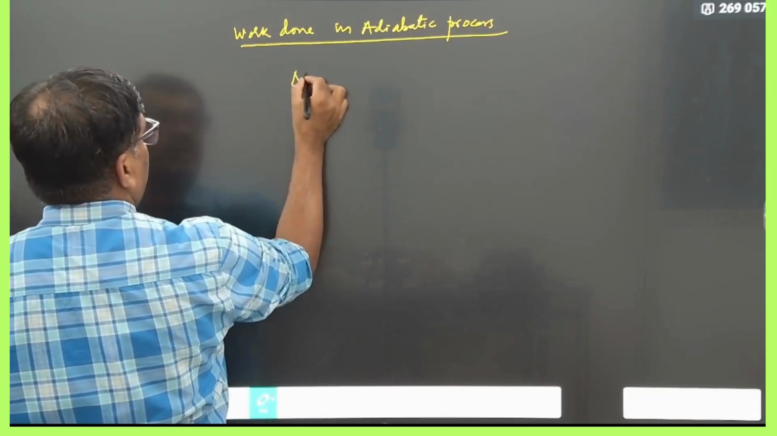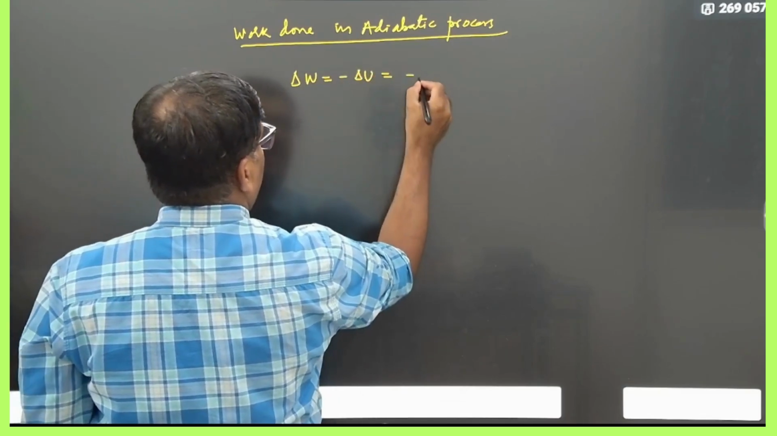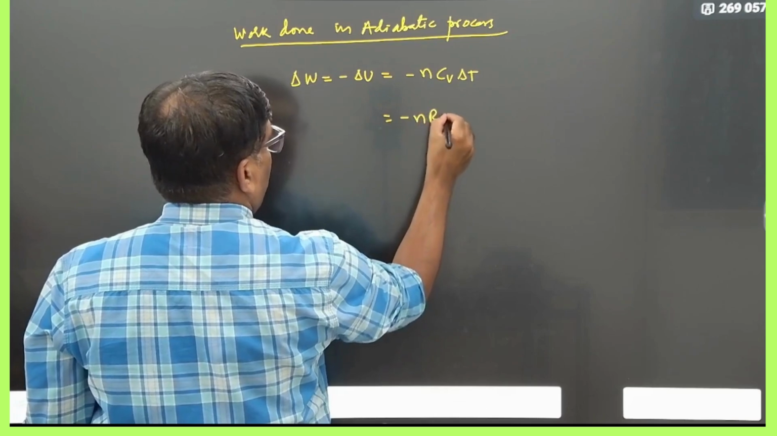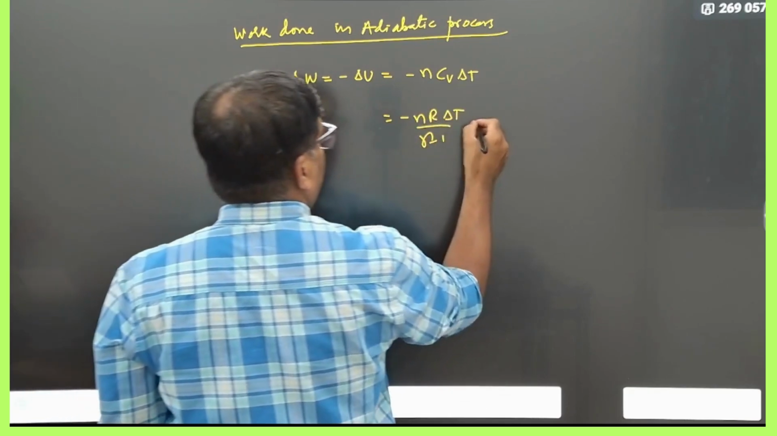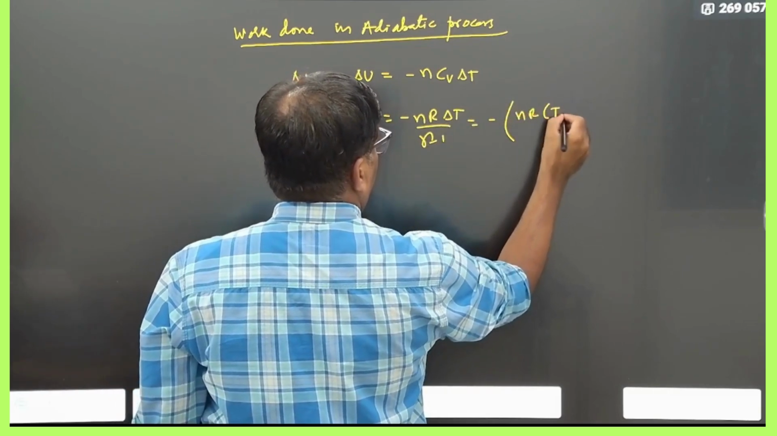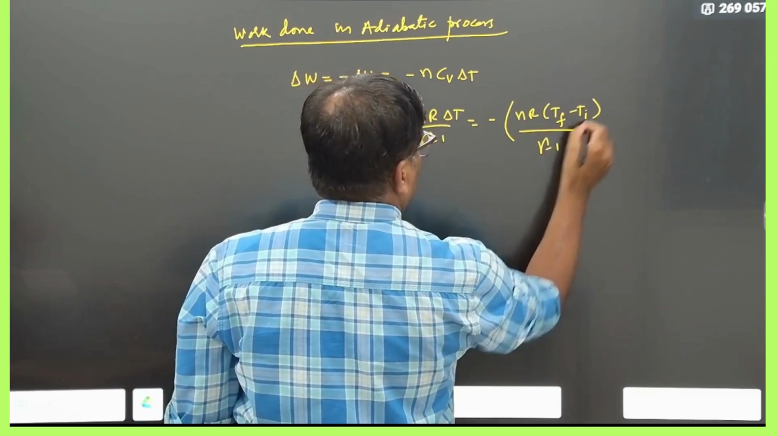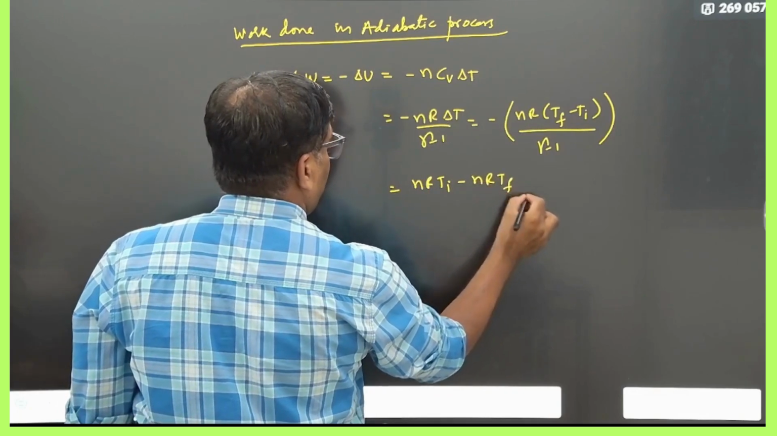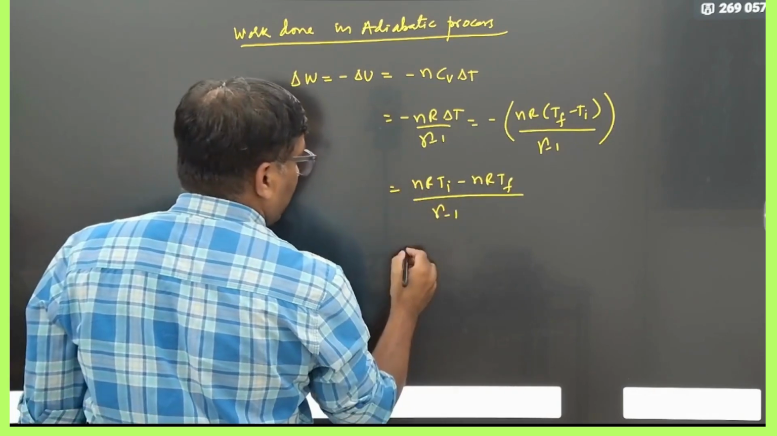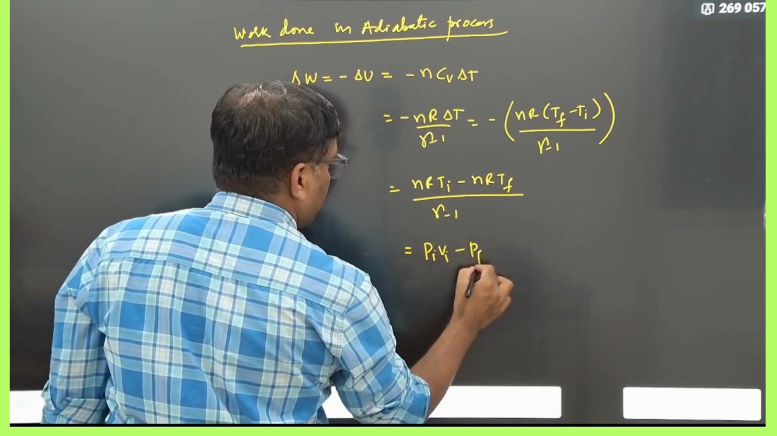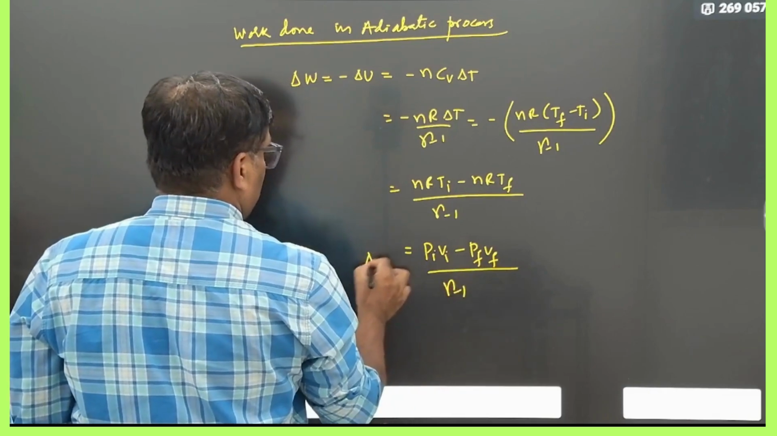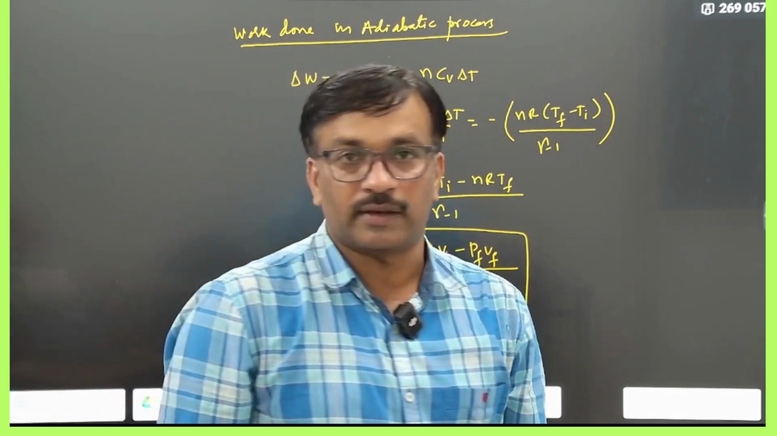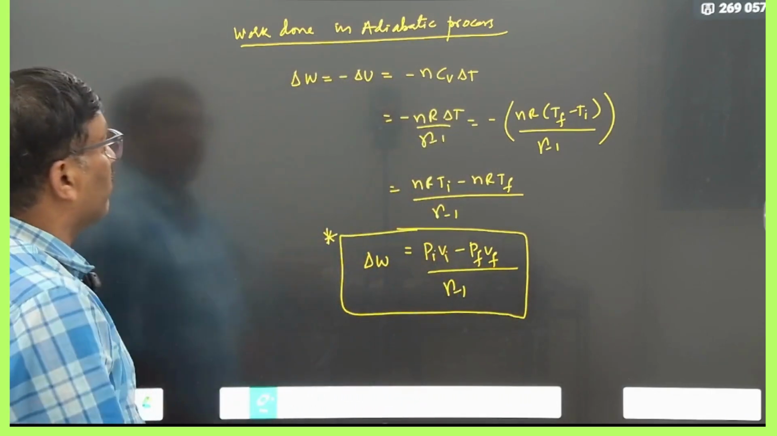We already studied, therefore delta W is equal to minus delta U. Delta U is nothing but nCv delta T. Clear? So minus nCv is nothing but nR into delta T by gamma minus 1. So delta T means minus nR into T final minus T initial by gamma minus 1. Clear? So you can take the minus inside: nR T initial minus nR T final by gamma minus 1. Here nRT means PV, so P initial V initial minus P final V final by gamma minus 1. This will be your work done by the adiabatic process. Clear? In this way we can calculate the work done in the adiabatic process.